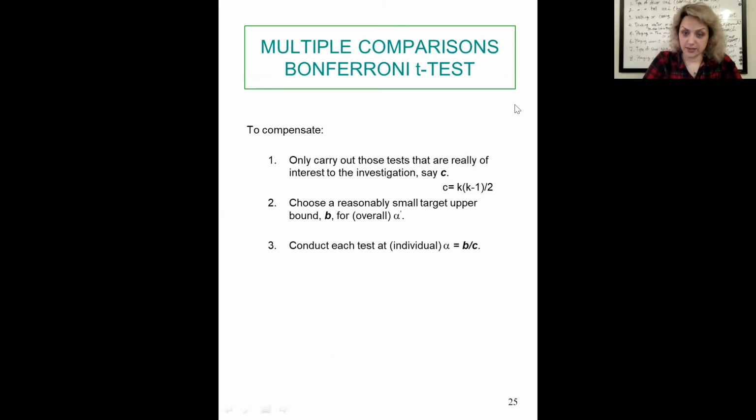To compensate, we would only carry out those tests that are really of interest to the investigation. Let c be k times (k minus 1) divided by 2. Then we choose a reasonably small target upper bound b for alpha prime, and conduct each test at individual alpha equal to b divided by c. So we consider the upper bound and divide it by the c value that we find.